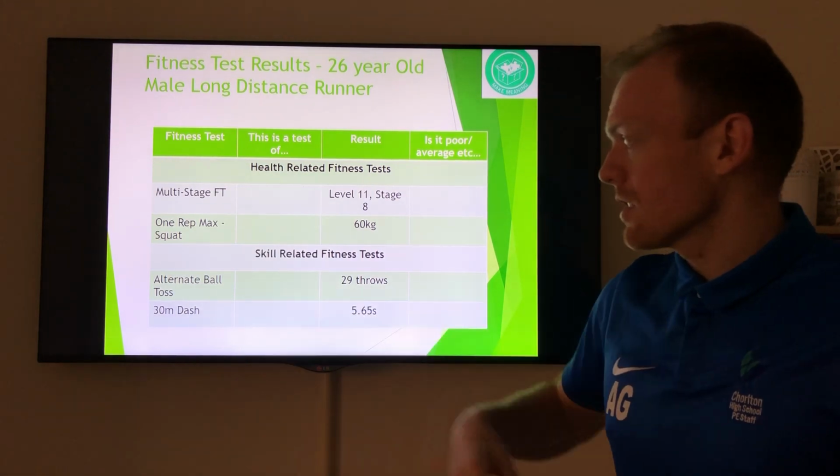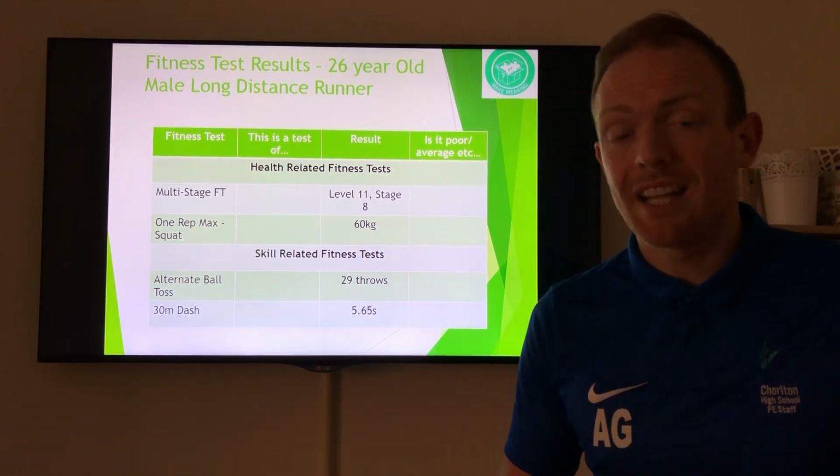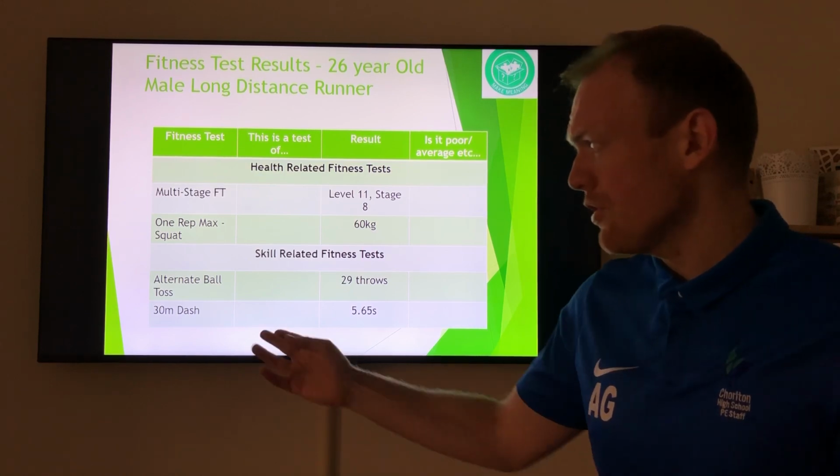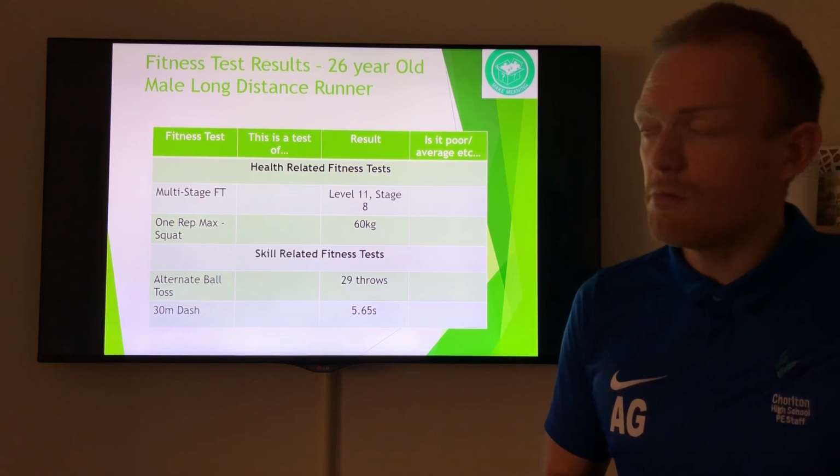The alternate ball toss test is for coordination, more specifically hand-eye coordination. And the 30 metre dash is for speed. So I've done that first slide for you. You've got 2 more that you can do.